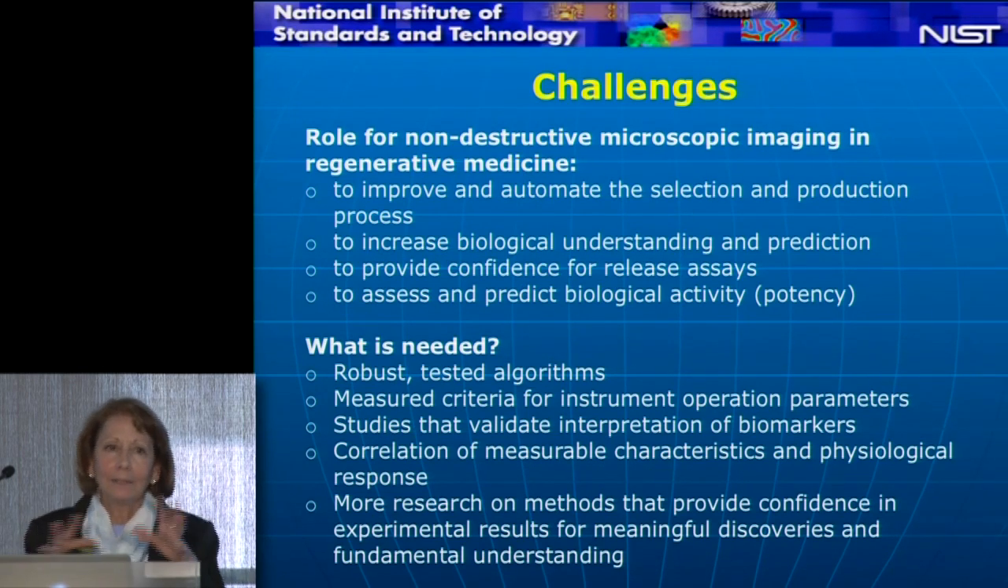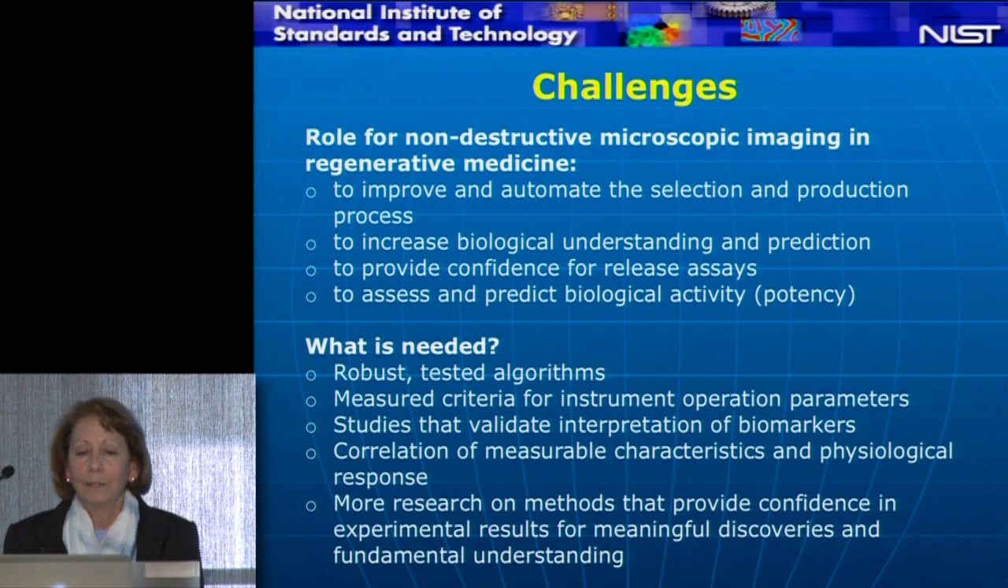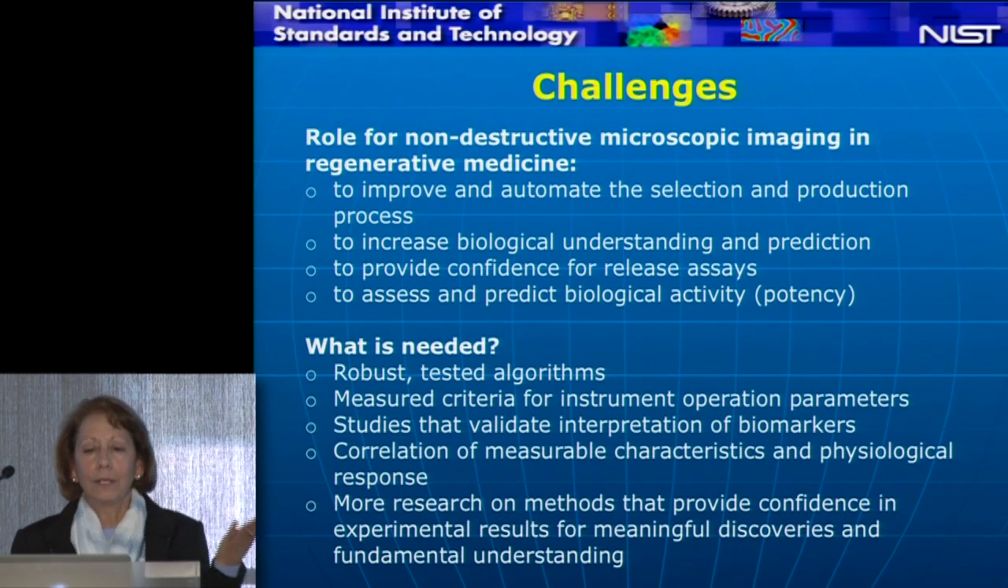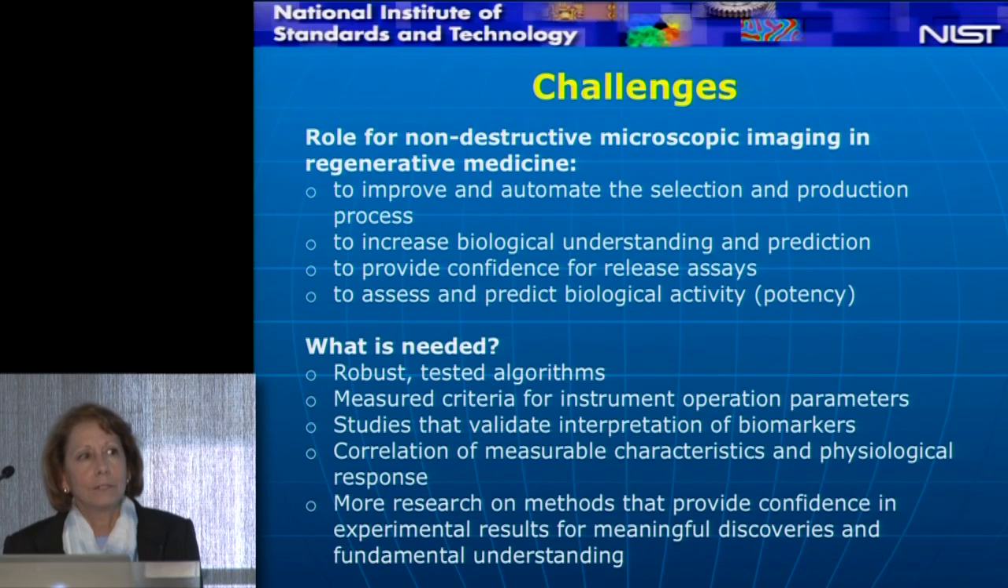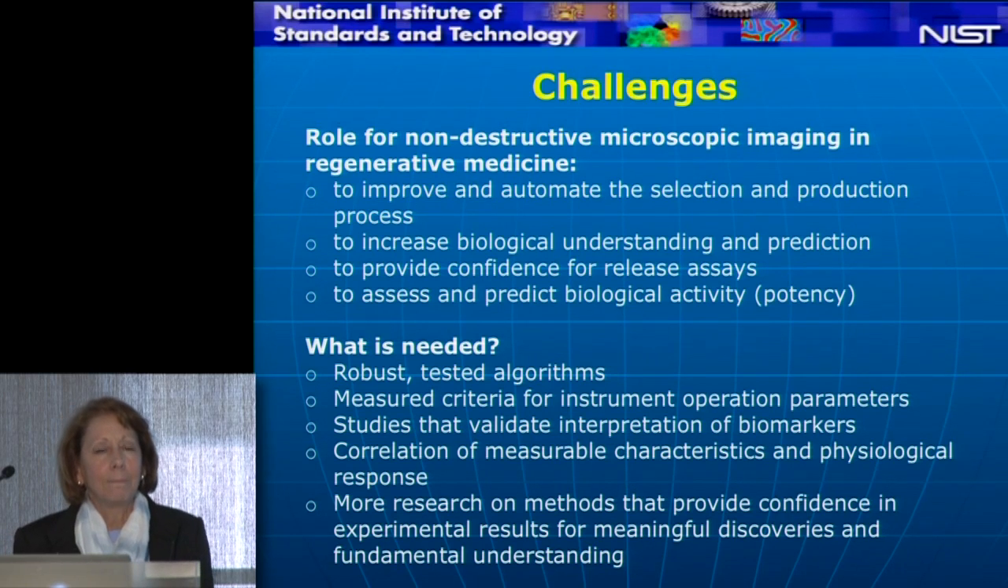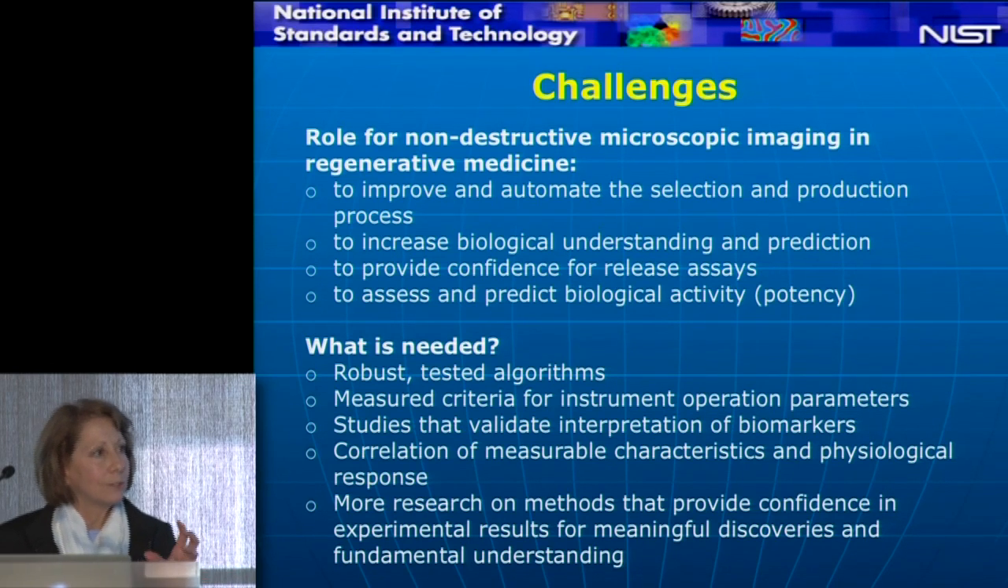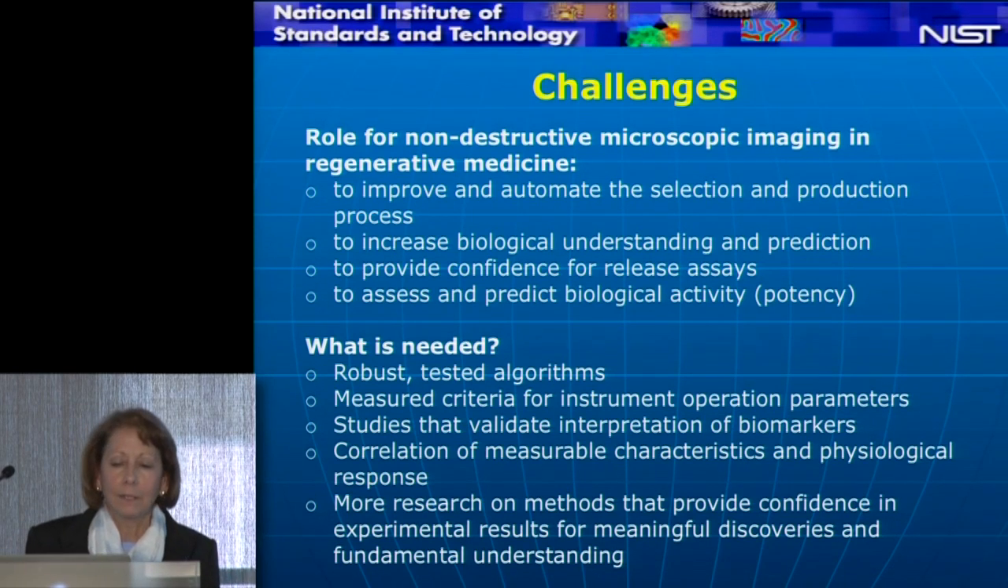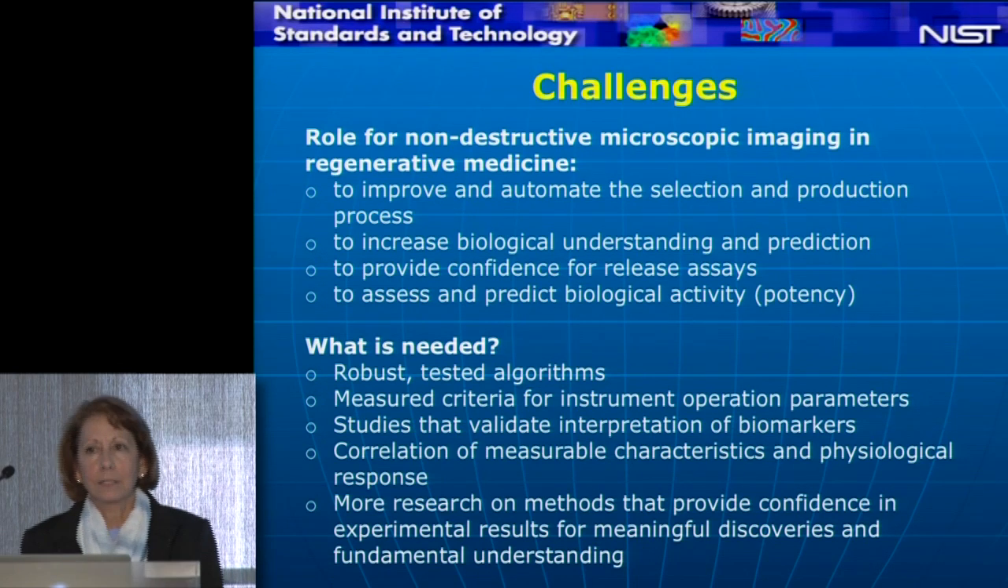So, what I'd like to do now is, I don't want to conclude, I'd like to list a bunch of challenges, things that I worry about, and really stimulate a conversation about these things. I do think that there is a role for non-destructive microscopic imaging methods in this field. And I gather everybody in this room must think so too. But there are an awful lot of challenges associated with doing this. Obviously the idea of being able to automate a lot of the process is really intriguing.